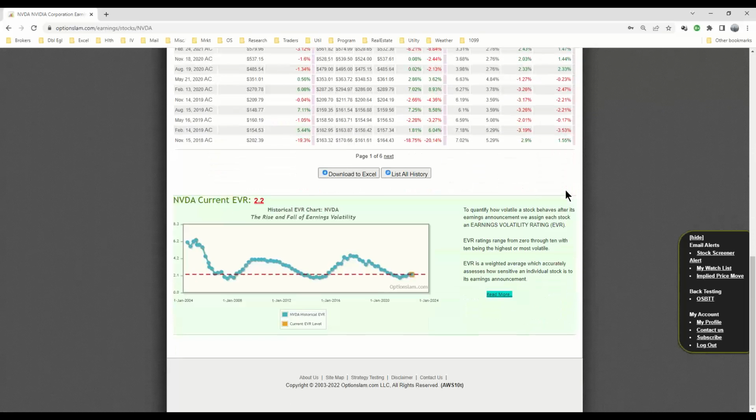Okay, back to the EVR chart. This is the current EVR, 2.2. But here's the whole history of EVR. So just because a stock is docile now or extremely volatile now, it hasn't always been that way. Stocks have personalities, and personalities sometimes evolve over time. You can see by hovering your mouse over any plot on this chart, it will give you a date. I just happened to randomly pick November of 2017. The EVR was 4.4.